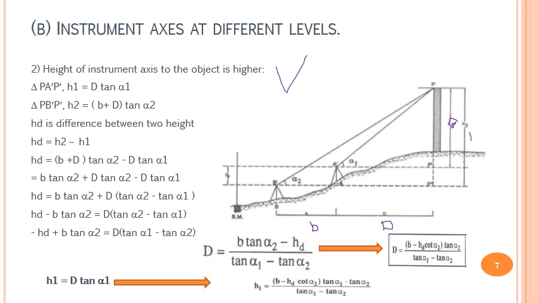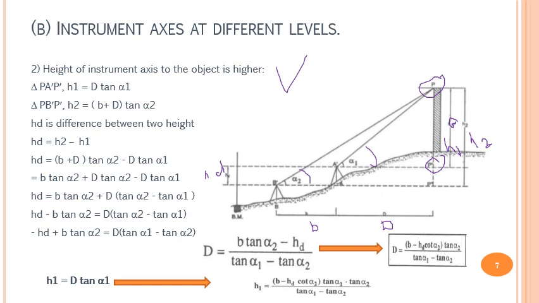Okay, this value is referred to as H2, this value is referred to as H1. Now this is the SD. For understanding, here is alpha 1, and here this angle is alpha 2. This is the P, this is the P dash.